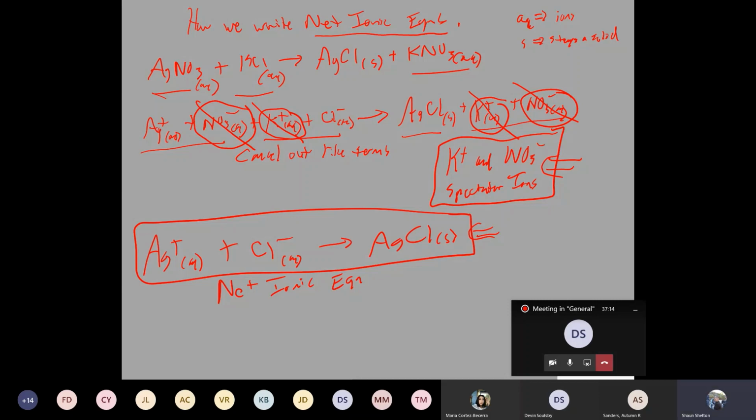Keep in mind, all this started with simply doing AB plus CD yielding AD plus CB. It all started with that generic equation, to where we get to the point where we figure out that that is our final reaction. So, any questions with that?